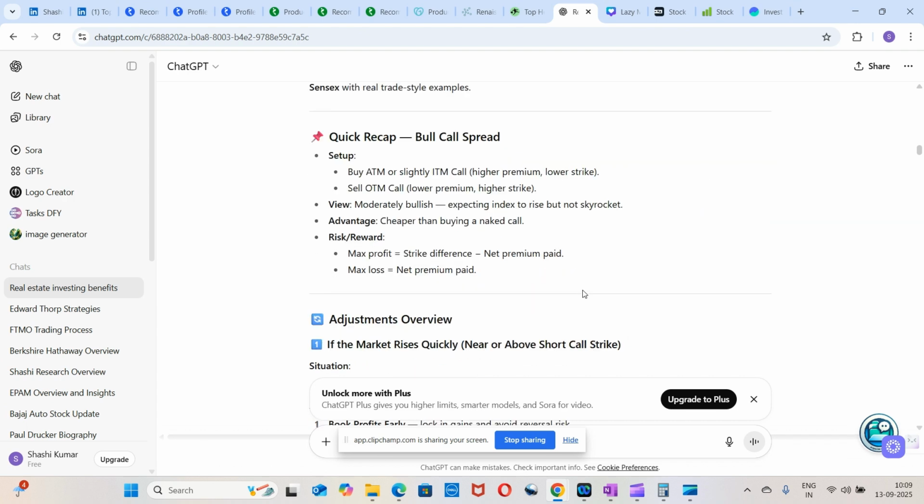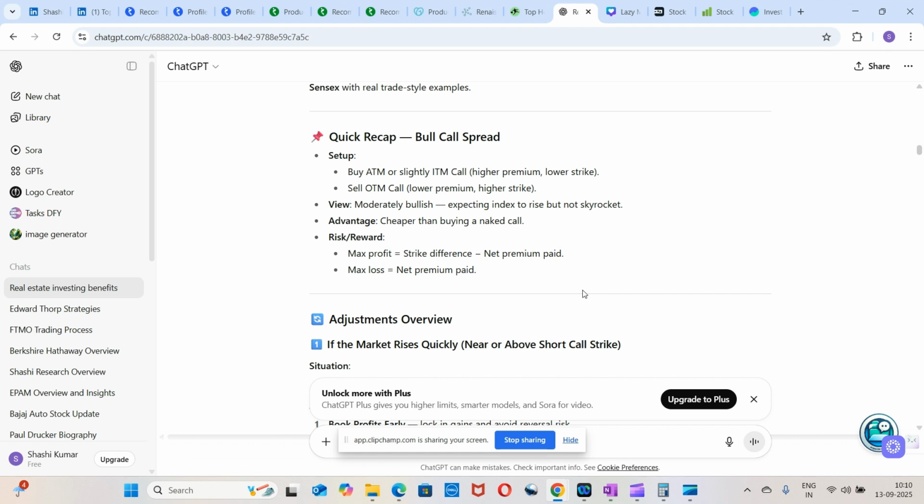So bull call spread, what is it? You buy an ATM call, or you could buy an in the money call also, but generally it's an ATM call with higher premium and lower strike, and then you sell an OTM call to hedge your position with lower premium and higher strike. So you're buying an ATM call, and you're selling an OTM call. That's a bull call spread, and your view is moderately bullish, expecting the index to rise but not skyrocket.